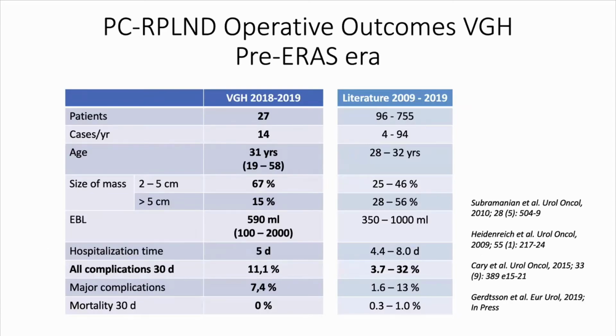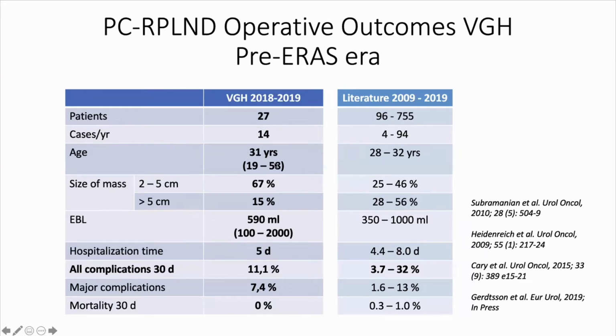So what are the results from PC-RPLND at VGH before the ERAS era? This data is retrospective and obtained from Accuro, so be wary. But nevertheless, on the left, we can see the results from VGH 2018-2019, and on the right, we see the results from the four aforementioned studies. We had 27 cases of RPLND for post-chemo setting and approximately 14 cases per year.